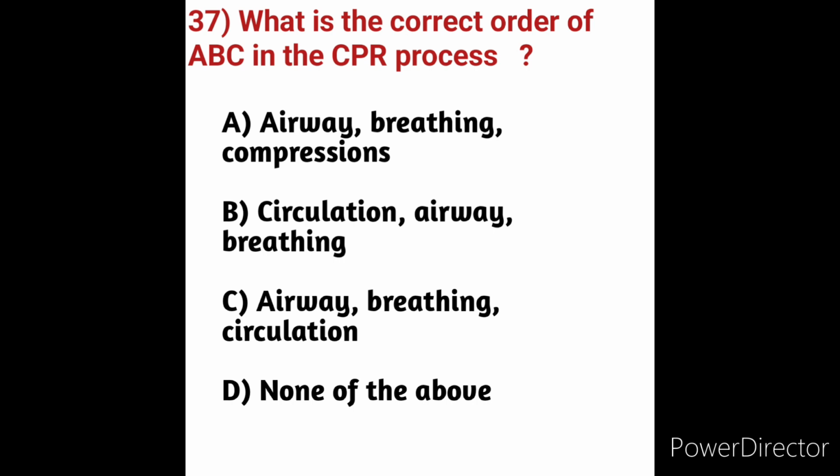Here option B, circulation, airway, breathing, is not the correct answer, because it should be chest compression, not circulation. Push hard and fast on the center of the victim's chest. This is the compression, 30:2. We have to maintain a ratio.